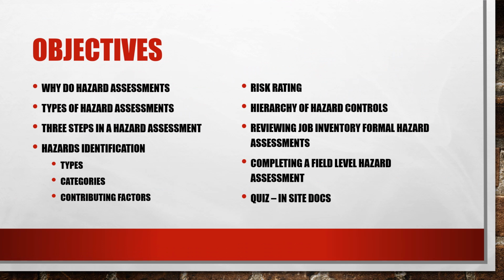There are a number of objectives to this training session. Why do hazard assessments? The types of hazard assessments. The 3 steps in hazard assessment, which include hazard identification, risk rating, and the hierarchy of hazard controls. We will be reviewing job inventory, the formal hazard assessment process, how to complete a field level hazard assessment, and finally, there is a quiz attached to this training session, which is provided in site docs.